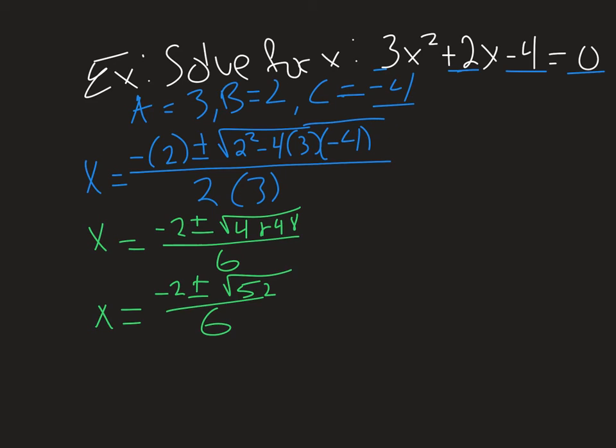Now I'm looking at this 52. I know 52 is not a perfect square, so this is as far as I take it. That's as simplified as I'm willing to make it. You can run to your calculator. Remember, the plus or minus kind of bakes in the two possibilities, and that is as far as we're willing to take it. And there's the quadratic formula.